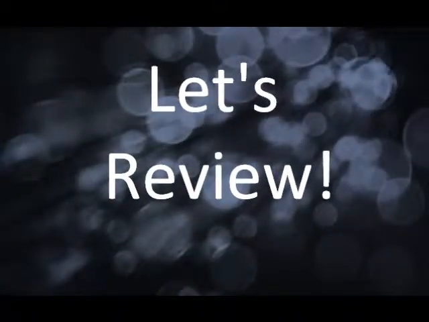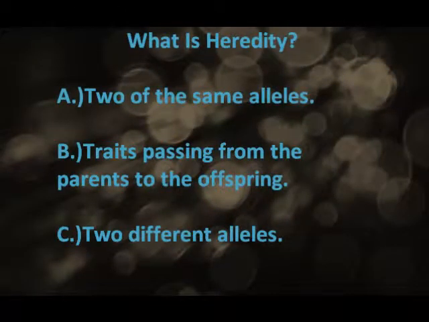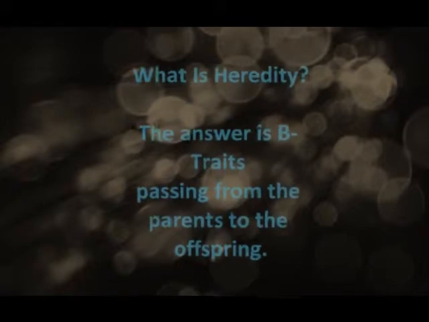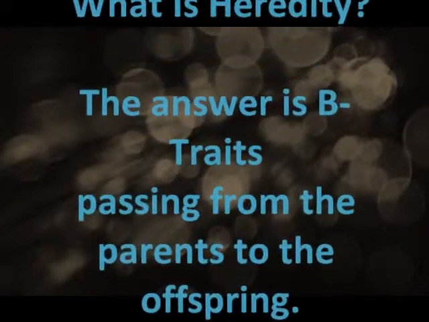Now let's review. What is heredity? A. 2 of the same alleles. B. Traits passing from the parents to the offspring. Or C. 2 different alleles. The answer is B. Traits passing from the parents to the offspring.